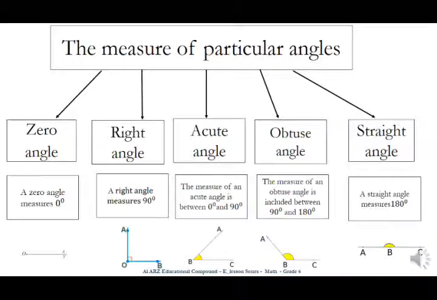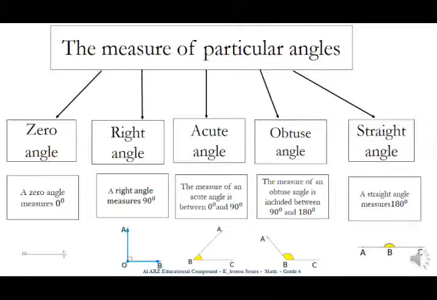The measure of particular angles. The zero angle. A zero angle measures exactly 0 degrees. Right angle. Two perpendicular lines form a right angle. The measure of this right angle is 90 degrees.